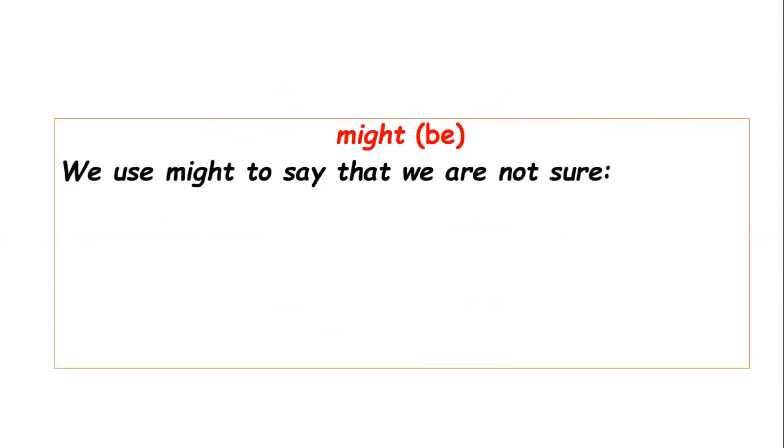Might be. Might be. ربما يكون. من المحتمل. So we use might be or might to say that we are not sure about something.